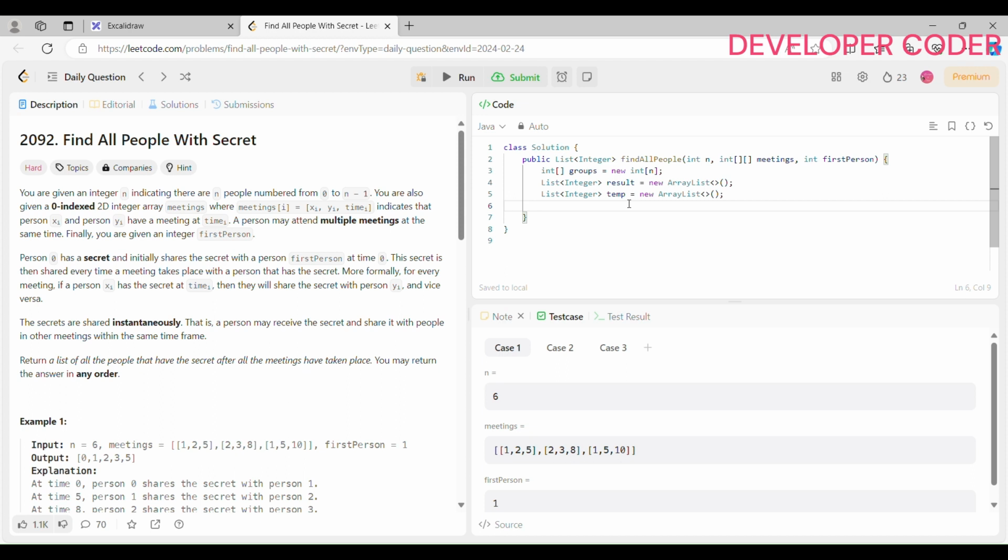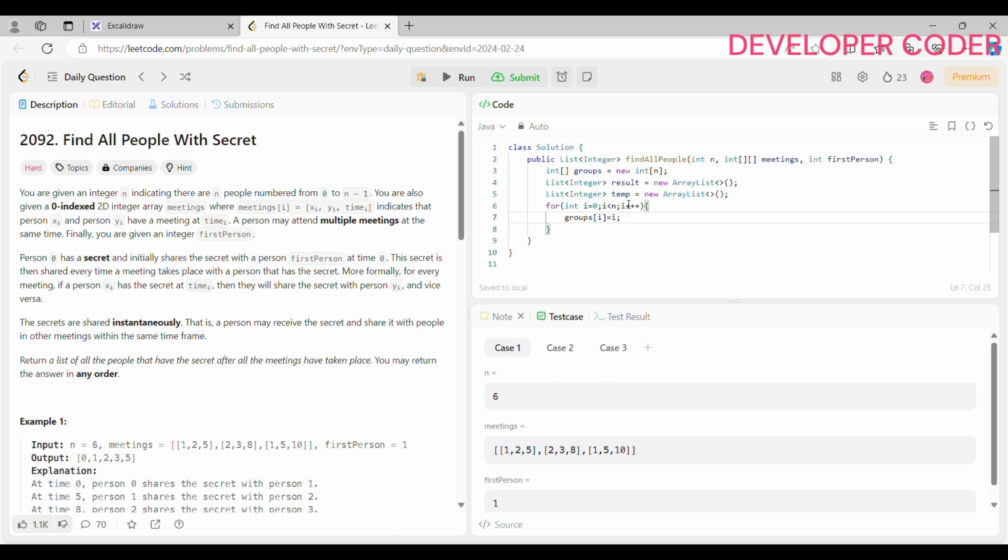Now I have told you that we are going to initialize each person to be in their own group, initially. So simple, let's run one loop for int i is equal to 0, i less than n, i plus plus, and inside that groups of i value is equal to i only. So I have initialized each person in their own specific group. Okay, so this is done.